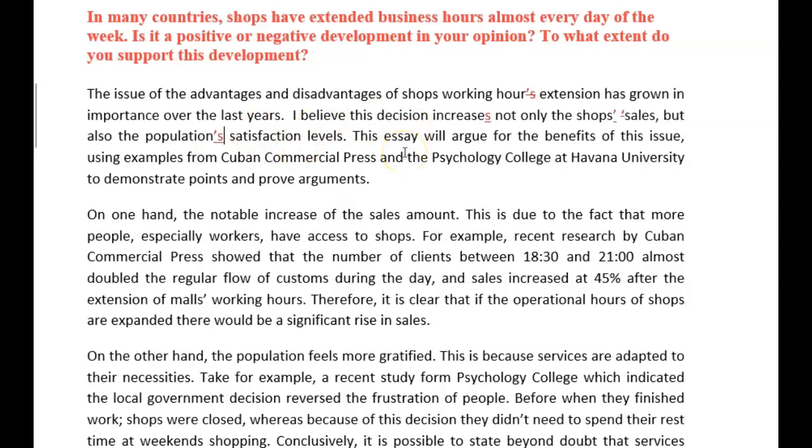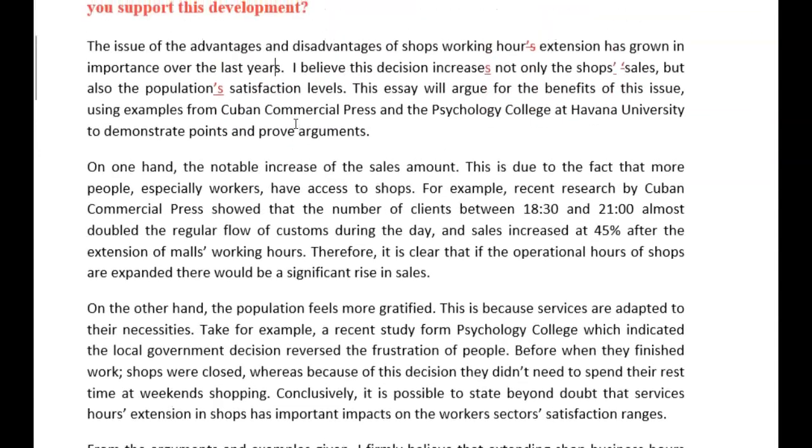This essay will argue for the benefits of this issue using examples from Cuban commercial press and the Psychology College at Havana University to demonstrate points and prove arguments. Great, great. But what is your position? Okay, so obviously from your statement, it's a positive development. Okay, we have your stance and we have the promise of the examples, and you have your main arguments. Perhaps your stance could be a bit more explicit.